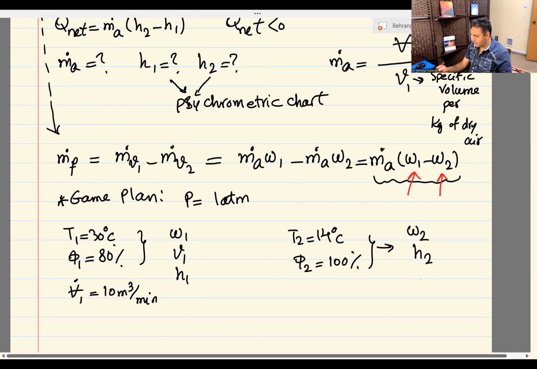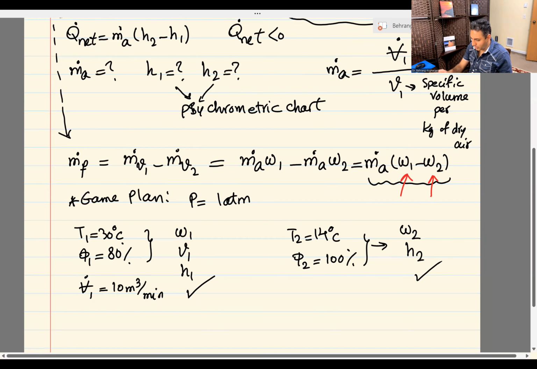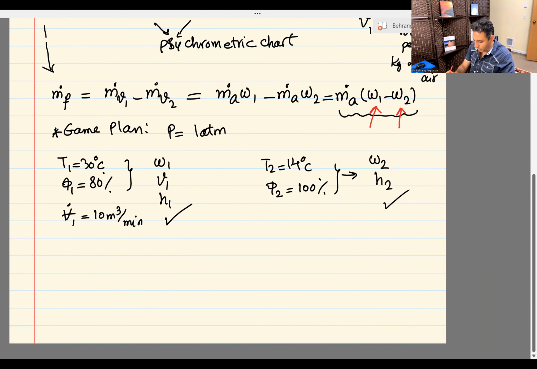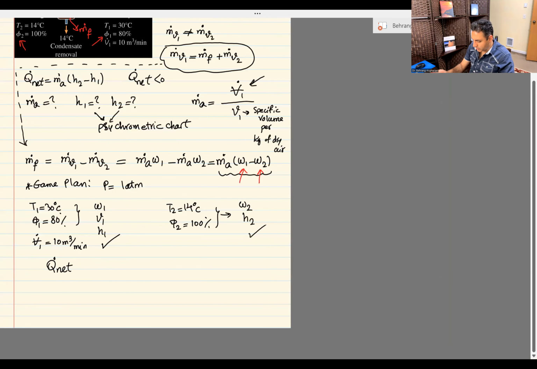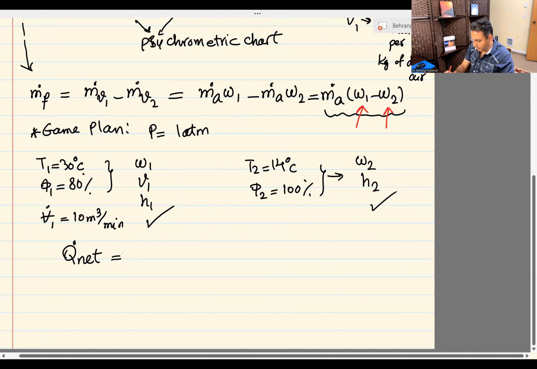So it looks like this is our game plan. Once I go to the psychrometric chart, I find these values, and then I come back and put them in the right equations. And what are our right equations? The game plan said Q dot net is what I was looking for. If you write it one more time, Q dot net was m dot A, m dot of dry air, times H2 minus H1. M dot of the condensate was m dot of dry air times omega-1 minus omega-2.